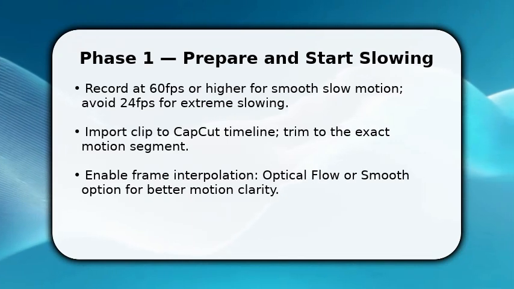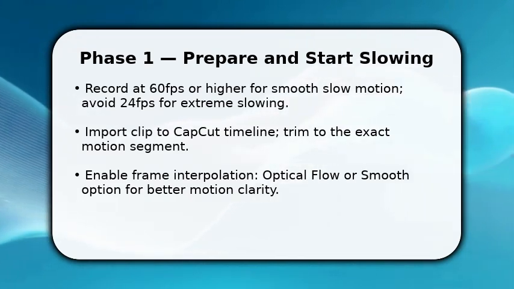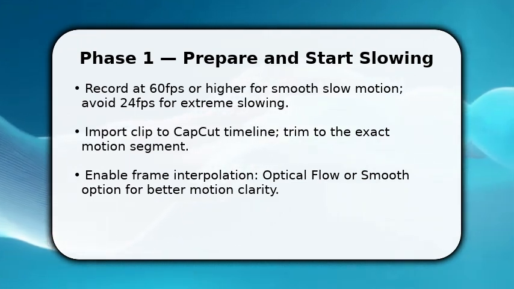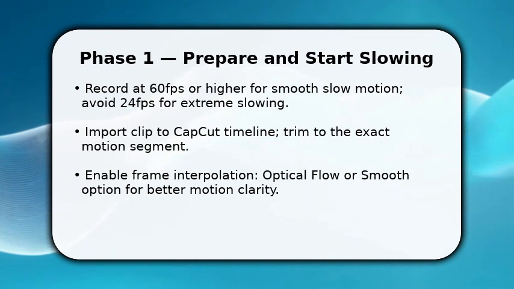You need high frame rate footage, so start with a 60 FPS clip. This preserves motion when you slow it. Once imported into CapCut, trim to the precise action you want to emphasize, because less footage means cleaner interpolation. Tap speed, choose curve or normal, then set a target like 0.5 for half speed. This gives you control.